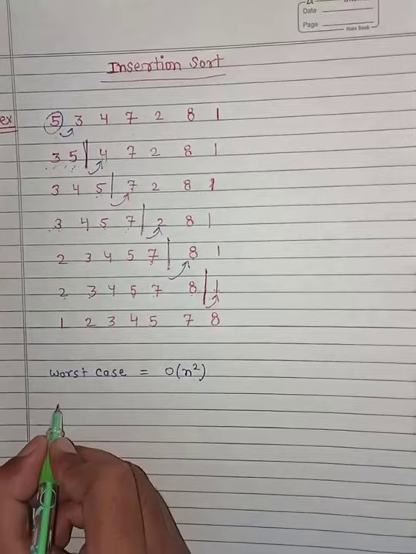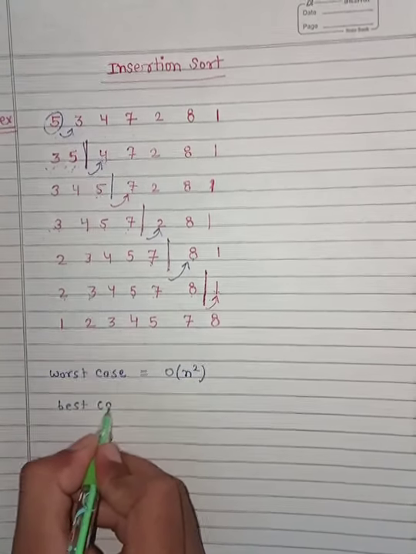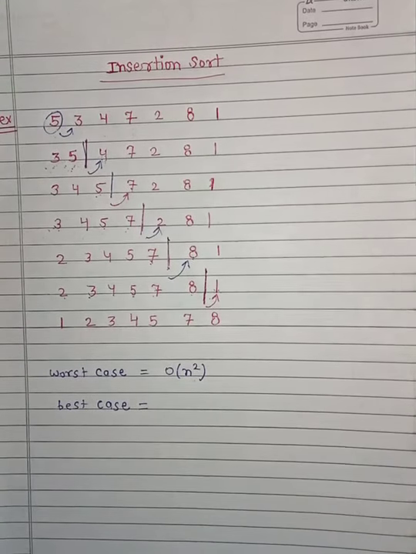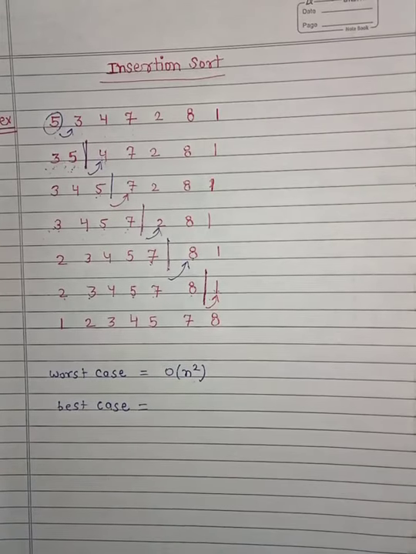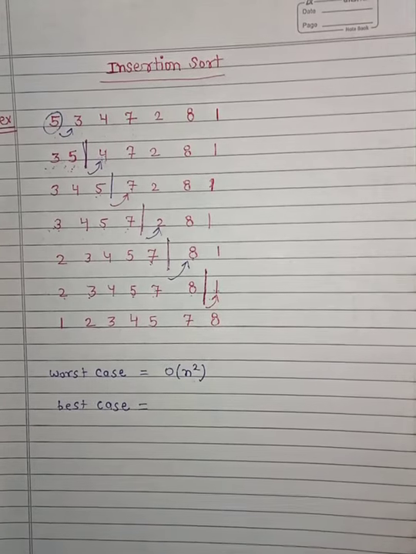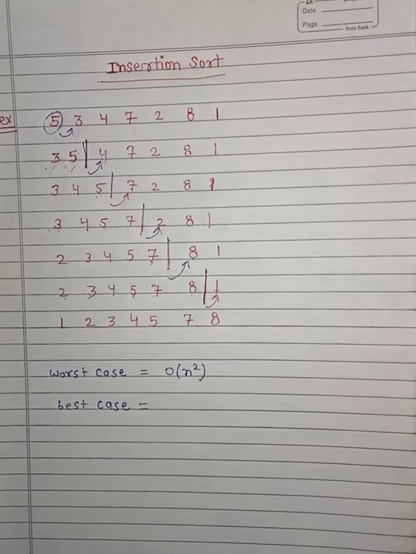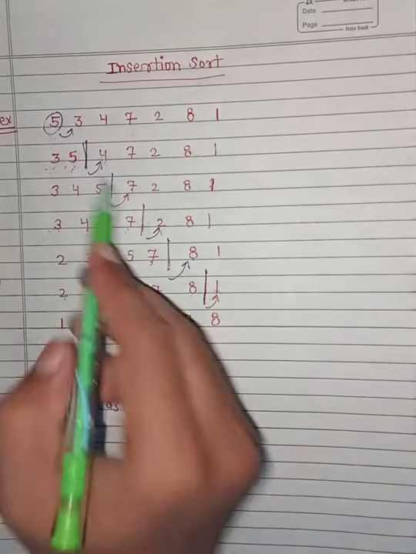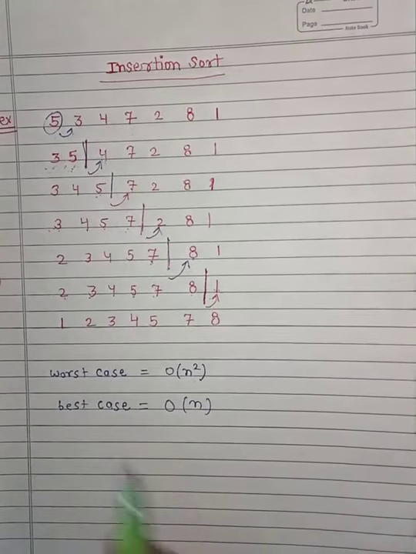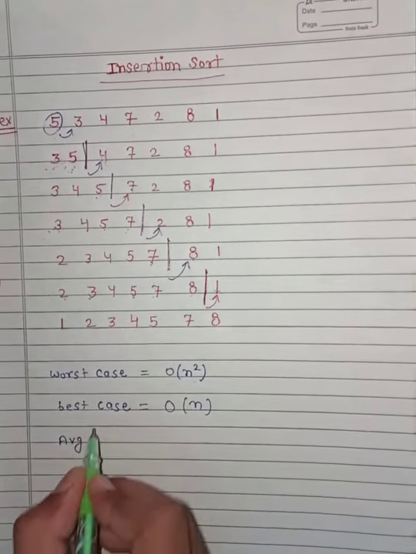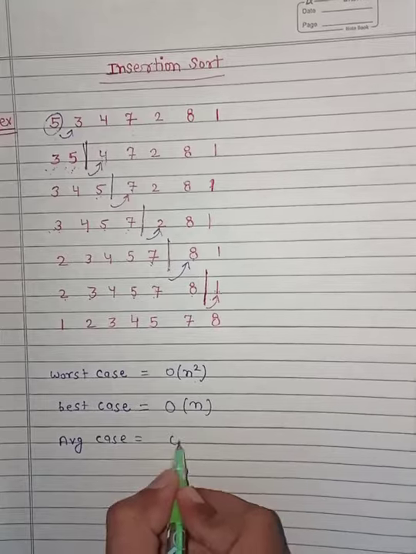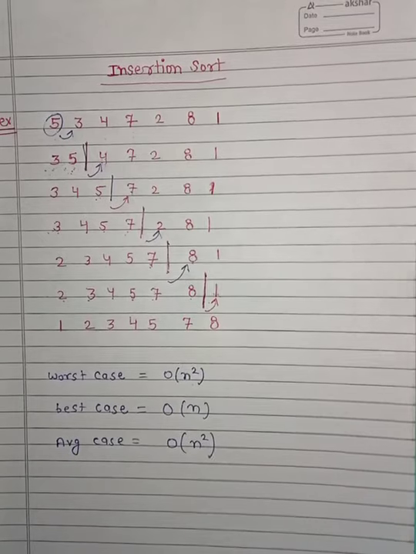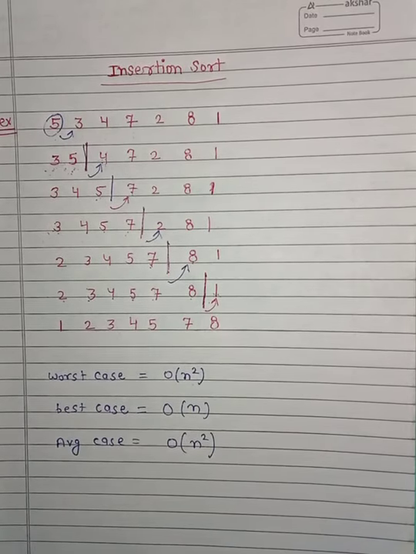Okay. And in the best case, when we have to sort an array that is already sorted in ascending order, it will be the best case, and the complexity will be n, because we have to traverse only n elements. And in the average case the complexity will be n square. So this is the way we see the insertion sort algorithm, and in the next videos we'll be talking about other sorting algorithms.